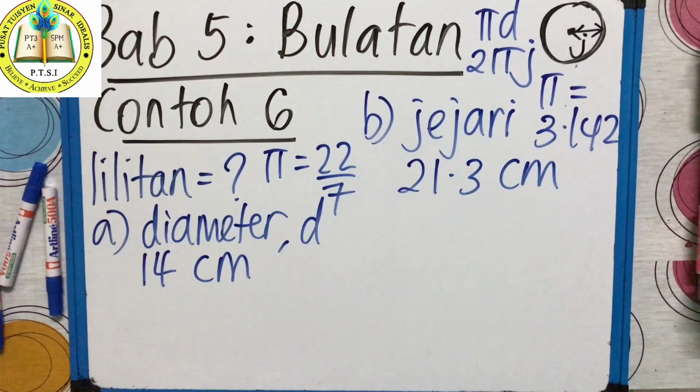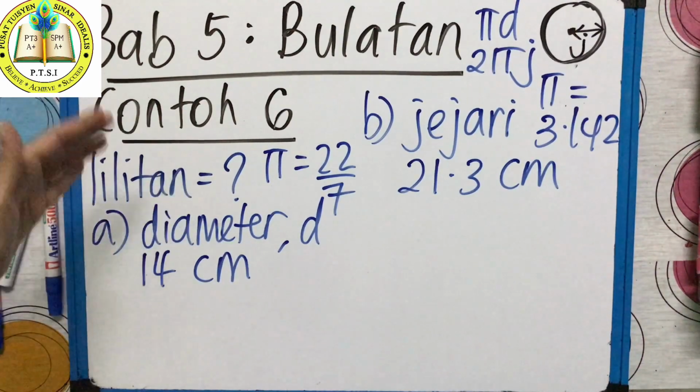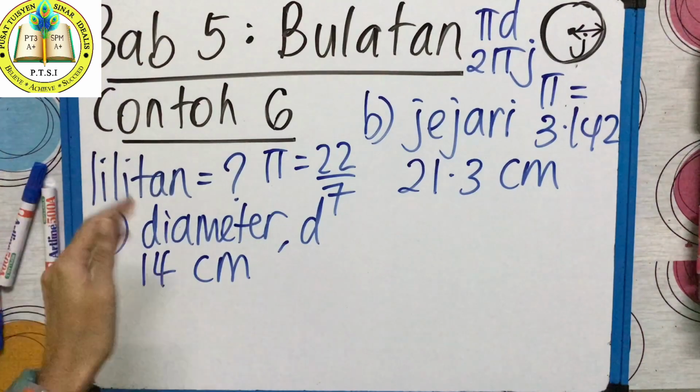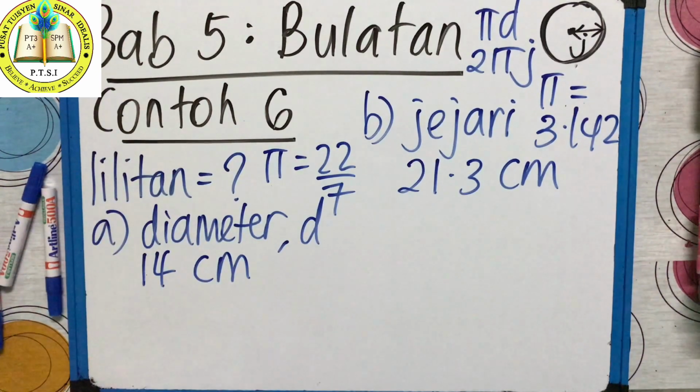If you check the labeling, you can see ada jejari. In your textbook page 77, ada jejari, ada diameter, ada lilatan, okay, ada pusat, ada banyak label di sana. Okay, so now teacher will start with example 6. When teacher explain to you the example, then teacher will tell you what is the labeling for that question. Okay class, so sekarang kita akan mulakan contoh 6.